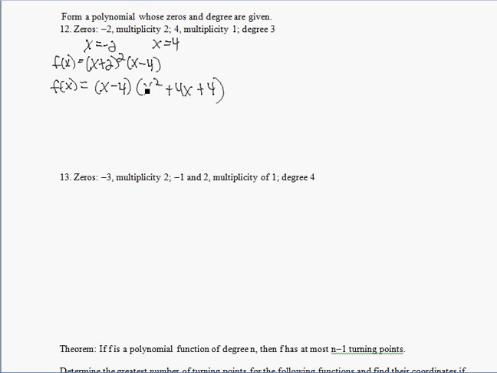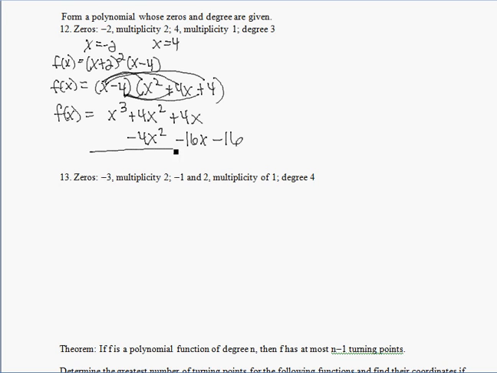I may distribute the x. So I distribute the x, and I got these three terms here. Now I'm going to distribute the -4. Gives me -4x squared minus 16x minus 16. Notice that I line up like terms, and I do it vertically as opposed to one big long horizontal string. I do it up and down. So therefore my function is now x cubed, these two cancel out, minus 12x minus 16.